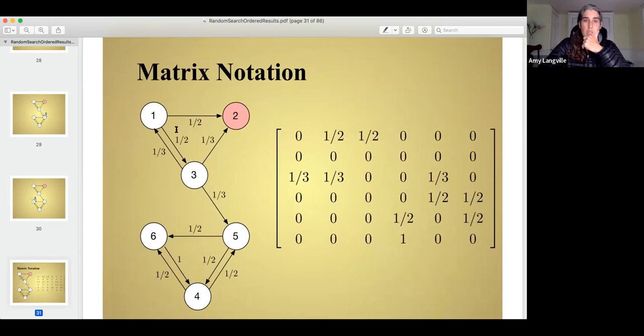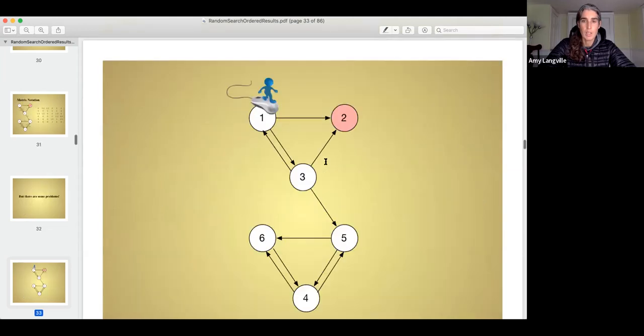So here's the matrix notation for this. That process of a random walk on the graph can be described with this matrix. From web page 1, I have half the probability of going to 2 and half to 3, so I fill in that first row. Web page 2 didn't go to anybody, so it's all zeros. That's going to be a problem, right? This matrix is not stochastic yet, it's what's called substochastic, because row 2 is a problem.